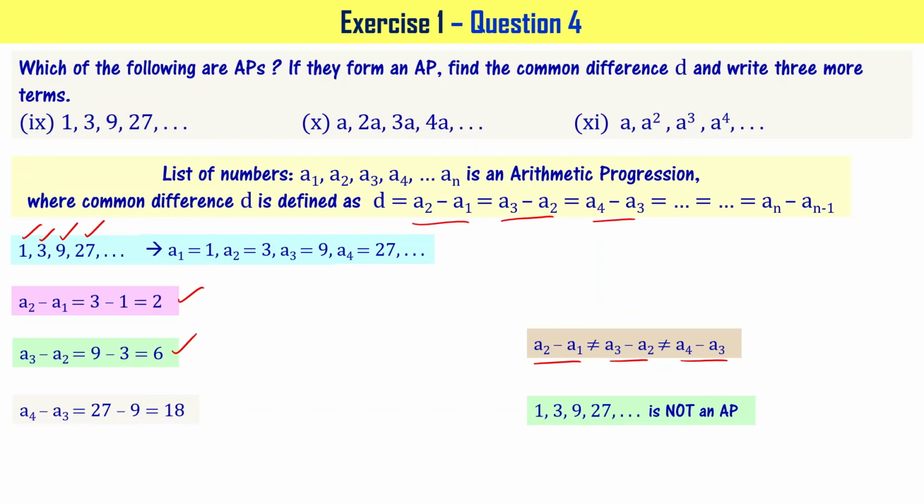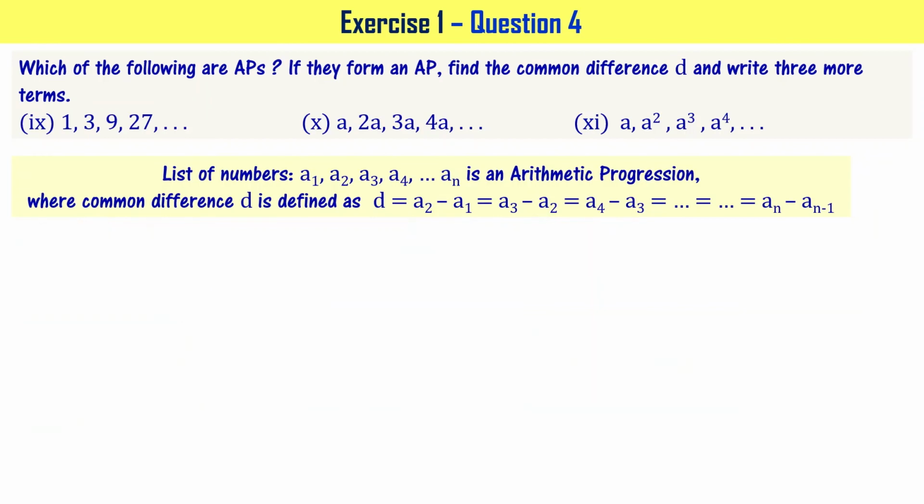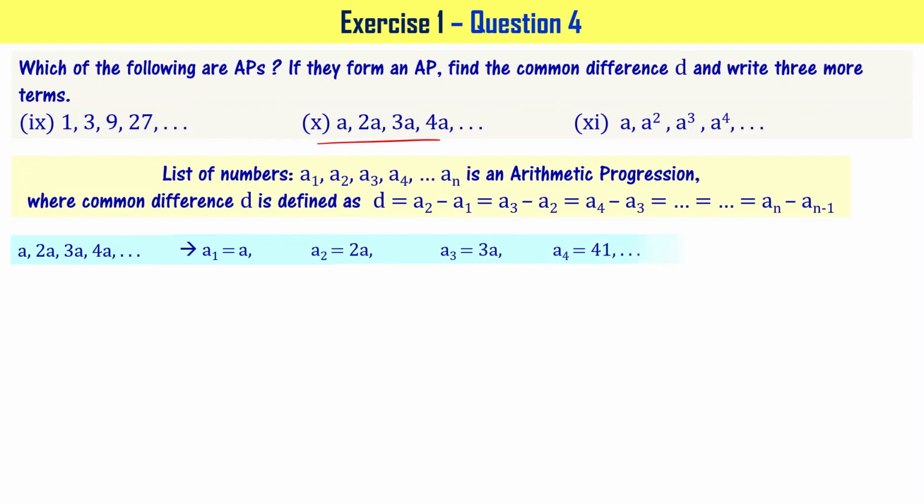Got it? The next list of numbers is a, 2a, 3a, 4a, and so on, right? So when you look at that, you can say that a1 equal to a, a2 equal to 2a, a3 equal to 3a, a4 equal to 4a. Sorry, this is not 41, it is 4a, right? Now let's find the difference between successive terms. a2 minus a1 is 2a minus a. 2a minus a is a, right?